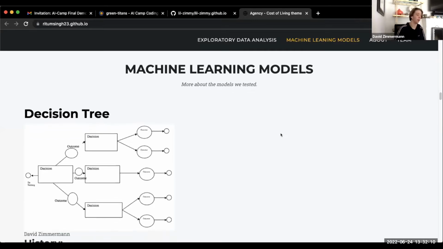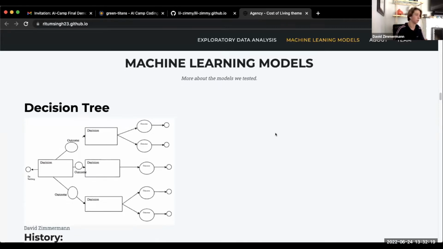Okay, so this is going to be our machine learning models. We did five models, and we're going to go over them all really quickly, and then show you which one works the best for us.